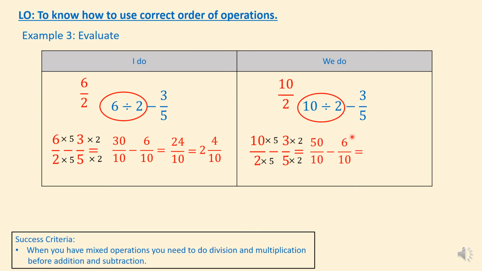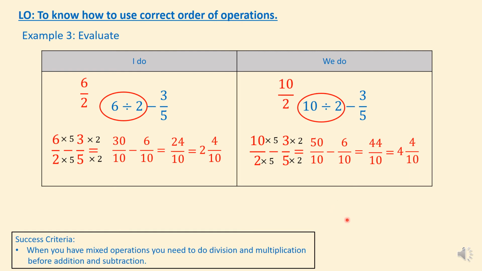Then you write the fractions, which is 50 over 10 take away 6 over 10. Same denominator, write one of the denominator, then do 50 take away 6, which is 44 over 10. Now I want to write my answer as a mixed number. How many times does 10 go into 44? 4 times, with 4 left over, 4 over 10.